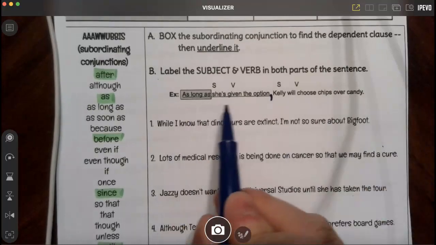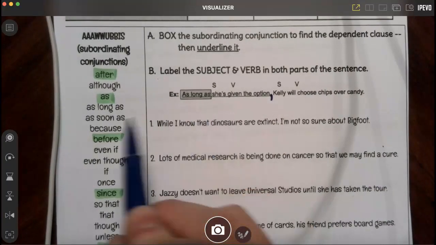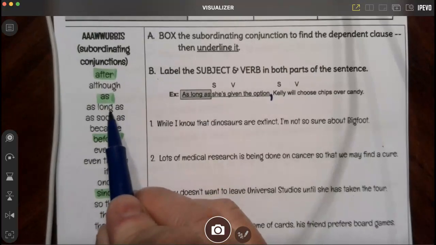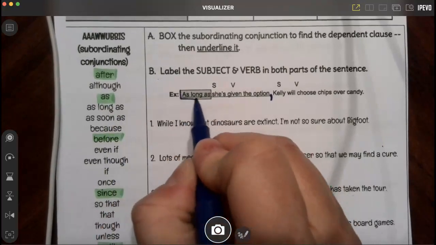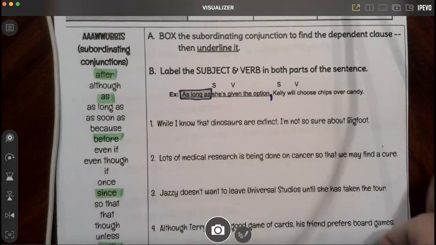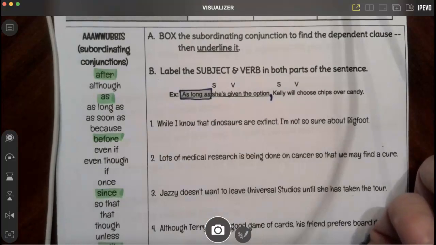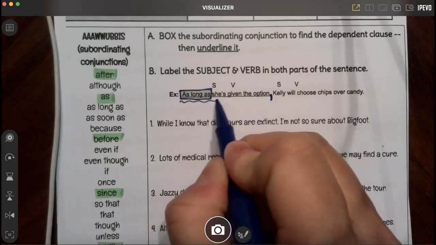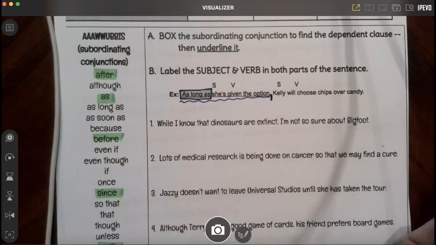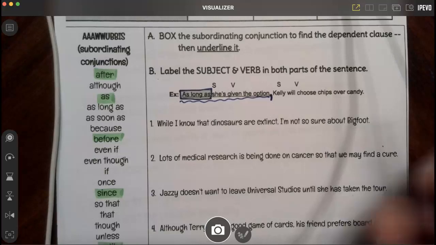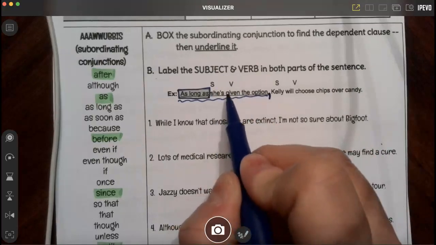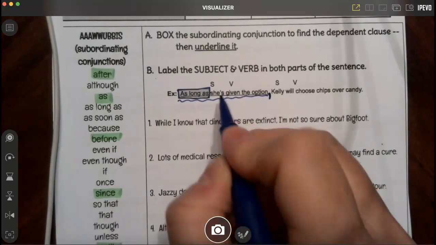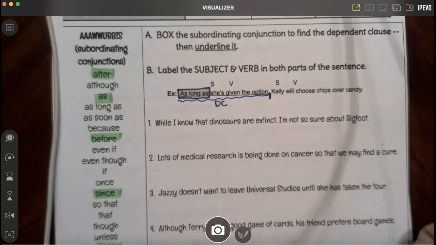So I'm going to look at the beginning to see, is there a word at the beginning of the sentence that's somewhere on this list? And there is. As long as, so I'm going to box it, and if as long as is the subordinating conjunction, I'm going to think as long as what? As long as she's given the option. In that clause, she is the subject and is given is the verb. So that is a dependent clause.